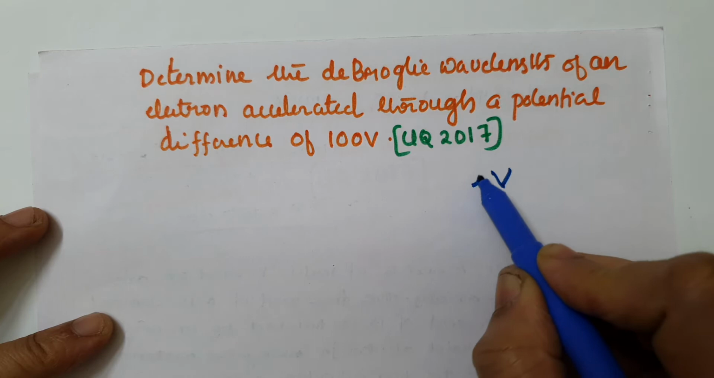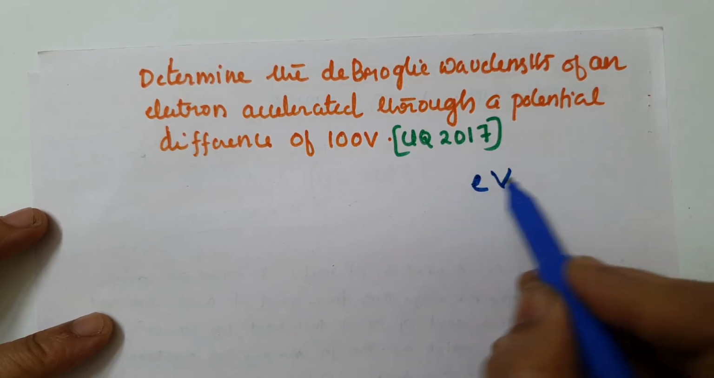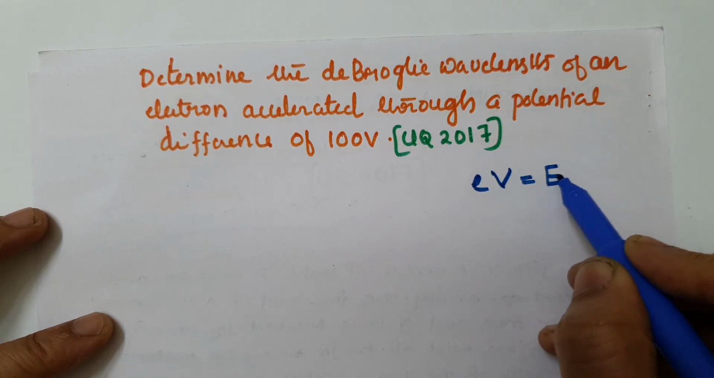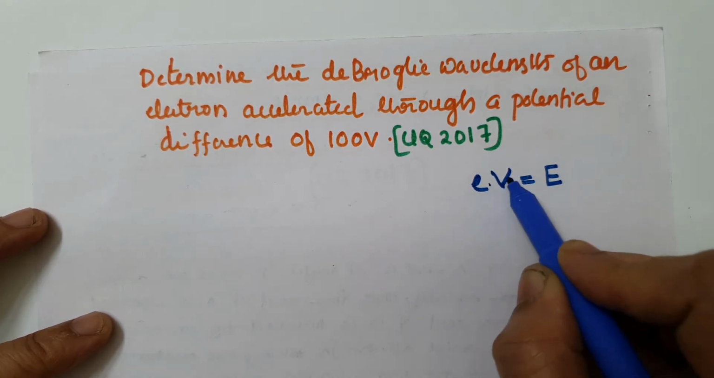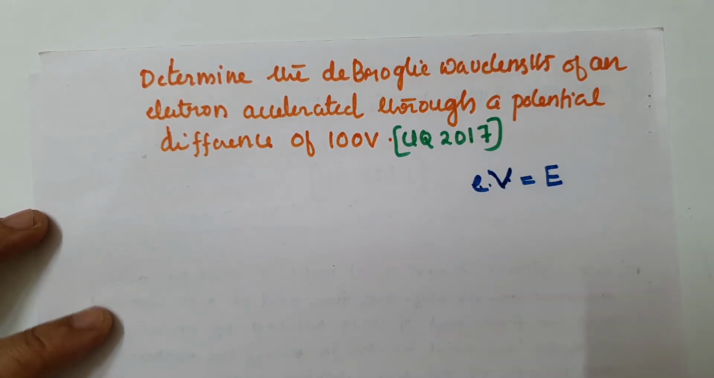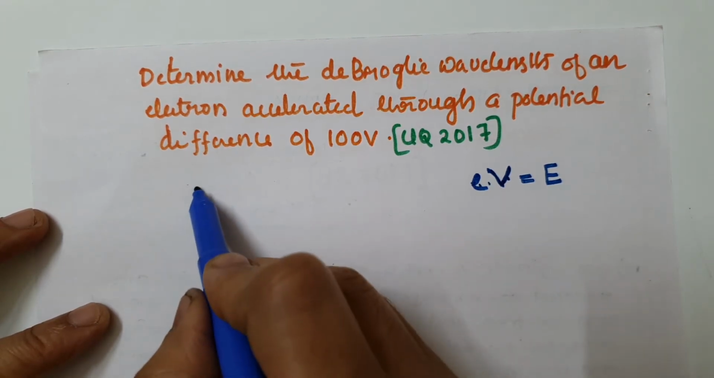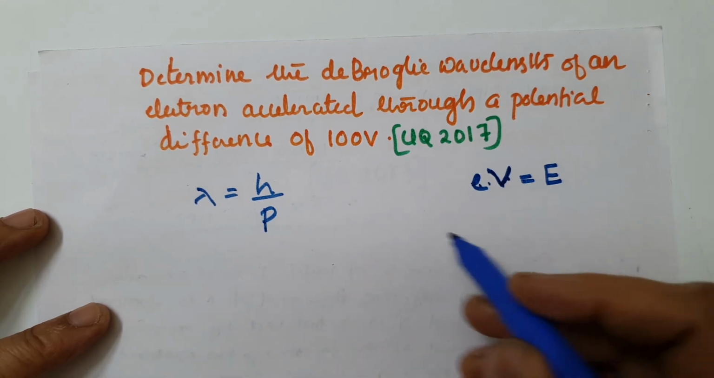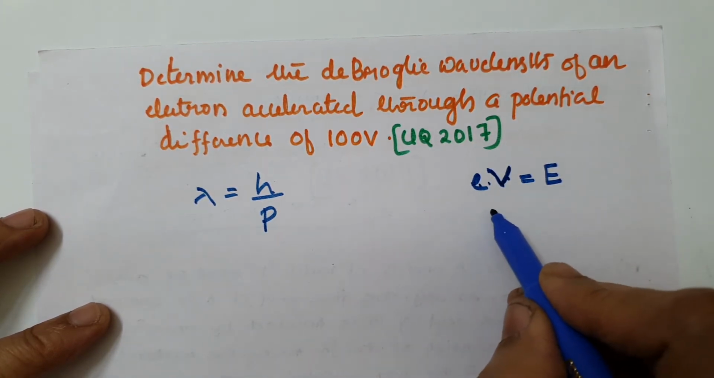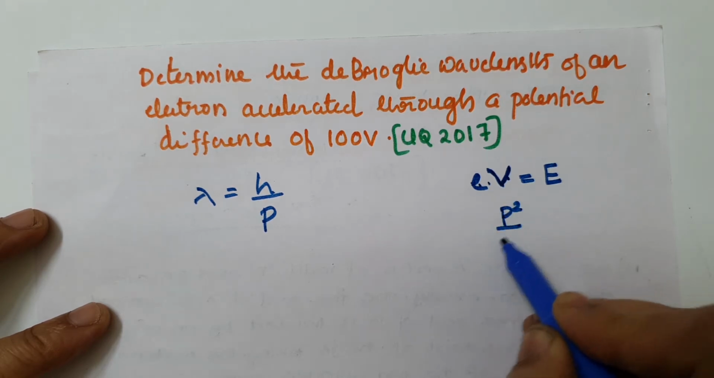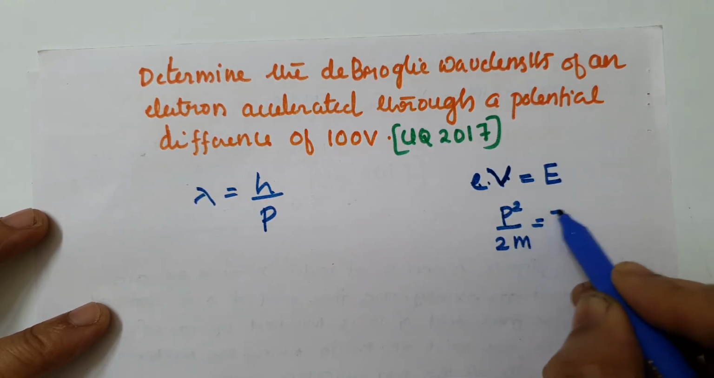and if e is the charge of that particle, then we can represent the kinetic energy as E is equal to eV, where e is the charge of the electron and V is the potential difference applied. In the case of the de Broglie wavelength, lambda is equal to h by mv, or h by p, but the p can be written in terms of the kinetic energy, that is p square by 2m is the energy.